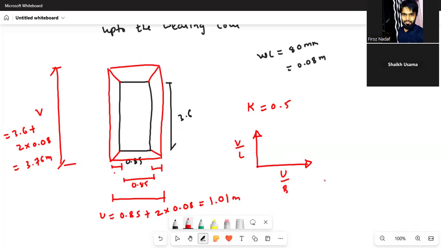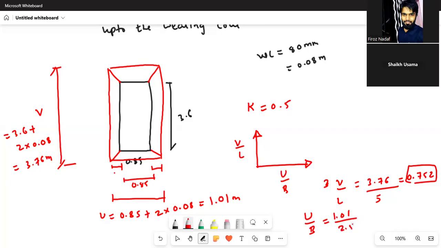V by L is V 3.78 divided by L, length of the slab, 5 meters. It is coming as 0.752. This is in the y-axis we need to see. U by B equal to U is 1.01, whereas width of the slab is 2.5 meters, and this is coming as 0.404. And we need to refer to the figures curve now.